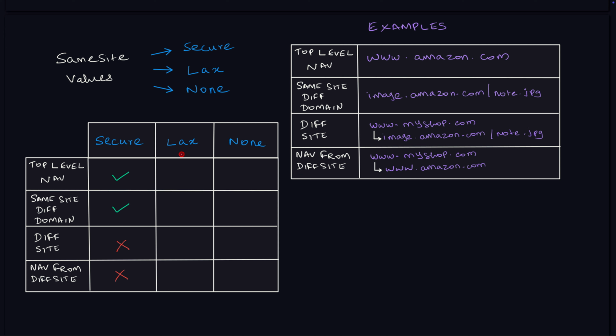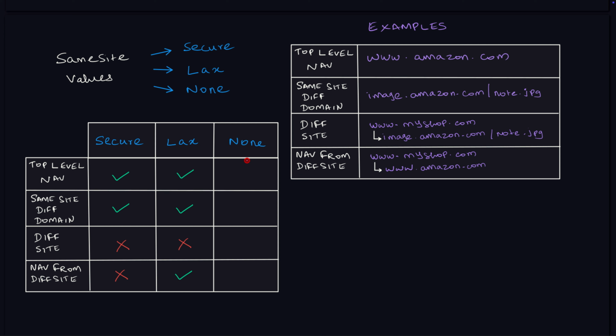Okay. Now let's see how it works for lax. Lax is very similar to strict. The cookie will be sent on the top level navigation and on same site, different domain, but it will not be sent if it is a different site. And finally, this is the important difference. When a user is navigating from another site to this site, the cookie will be sent. So this is the main difference between strict and lax. Lax is a little bit more relaxed in the sense that even when the user is navigating from another site to this site, the cookie stored for this site will be sent.